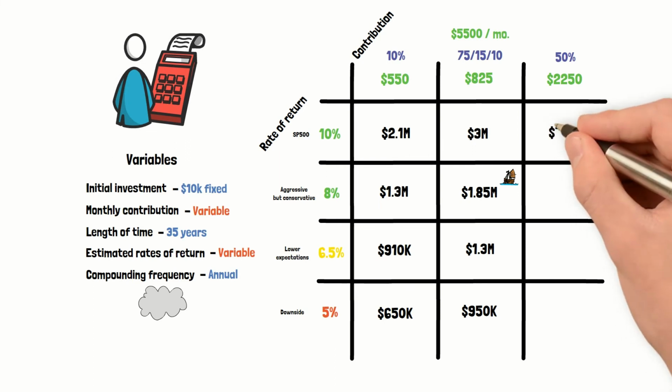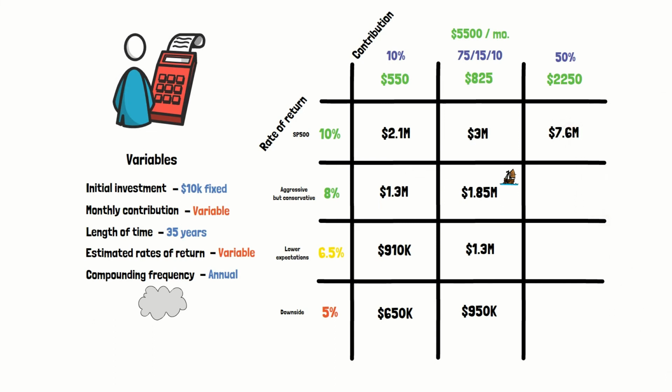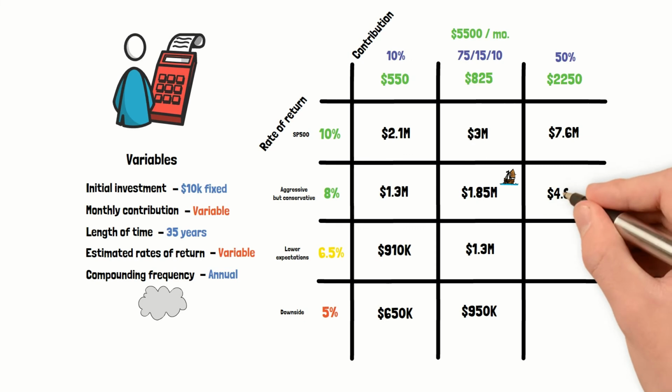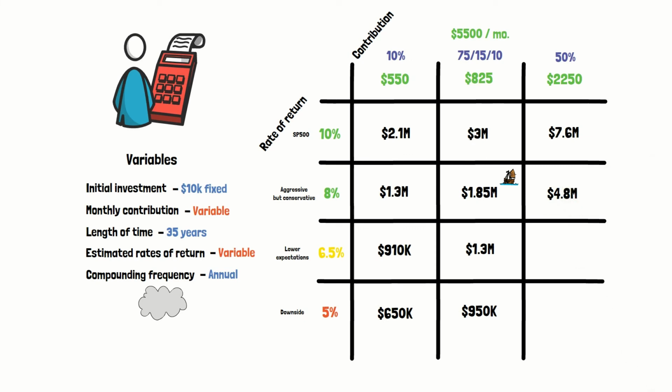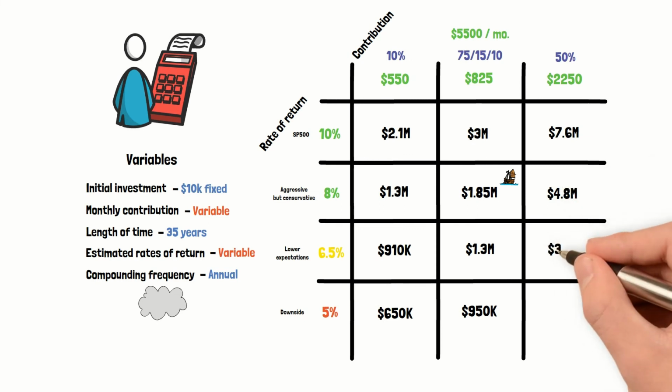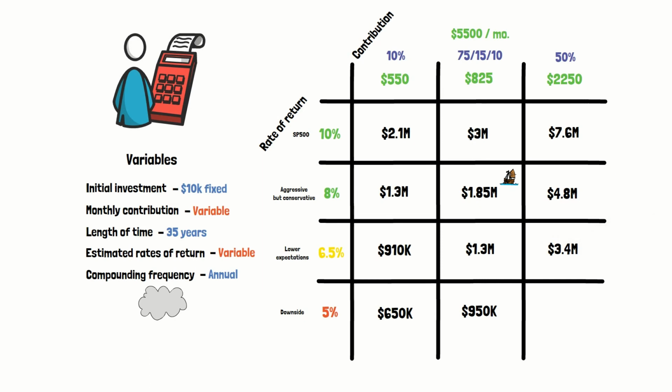Then let's look at the super investor scenario for $2,250 a month. 10% would clock in at about $7.6 million, 8% at $4.8 million, 6.5% at about $3.4 million, and 5% at about $2.5 million.